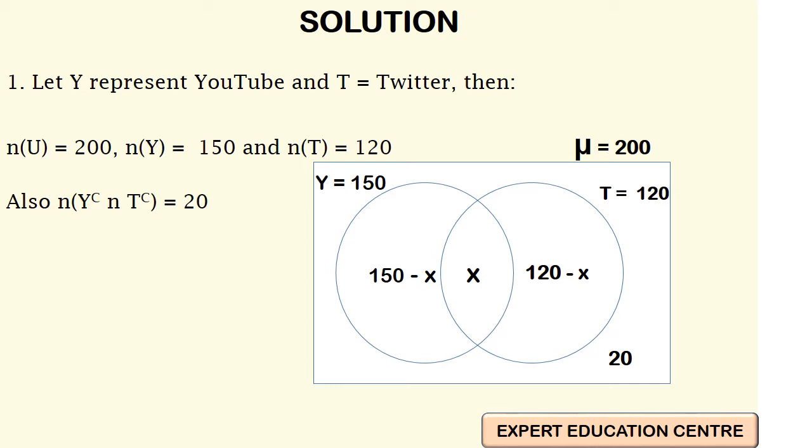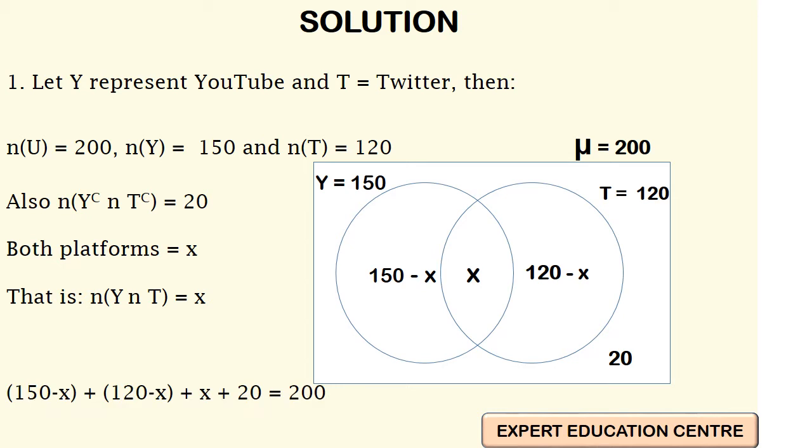And finally, there's that category of people who use neither of the two platforms. These are 20. Adding up all the subsets, we end up with Y intersection T, which is X. Everything gives us 150 minus X plus 120 minus X plus 20. That gives us 200. These are the four possible subsets.